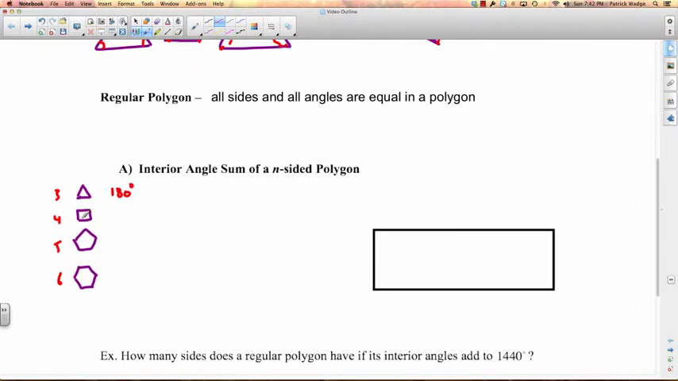In a square or a rectangle, what do they add up to? Well, think of this as a square. How much is each one of these angles here? 90, 90, 90, 90. Add those up, you get 360. But there's another way to think of that.